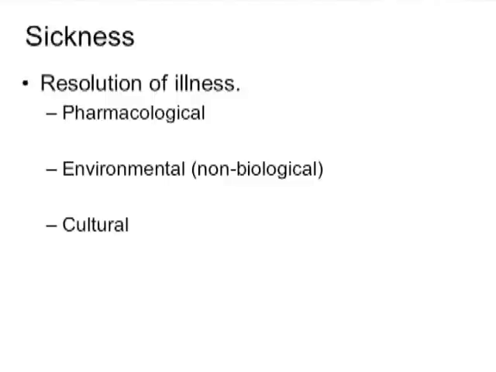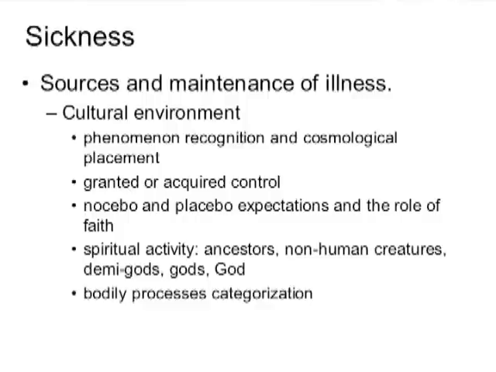The third way to resolve an illness is to use a cultural strategy. This could involve addressing any of the aspects of the cultural environment. It could involve recognizing that there was a particular phenomena or cosmological event that happened, and therefore doing the opposite of that. It could involve taking back the kind of control that you've granted to somebody else. It could involve undoing a nocebo or placebo effect. It could involve satiating some particular spiritual problem and resolving it. Or it could involve restoring appropriate bodily processes so that you resume positive health.